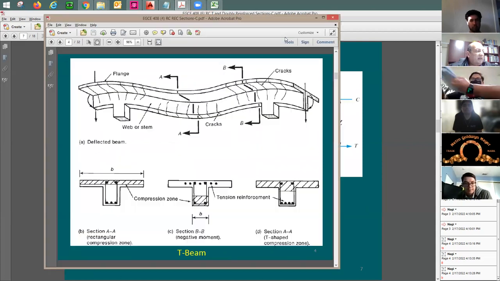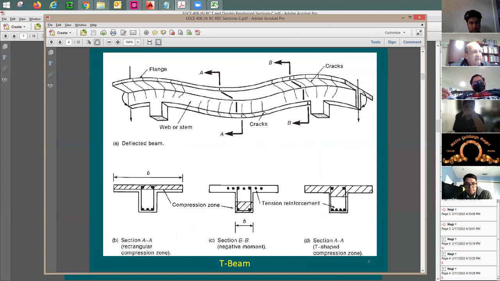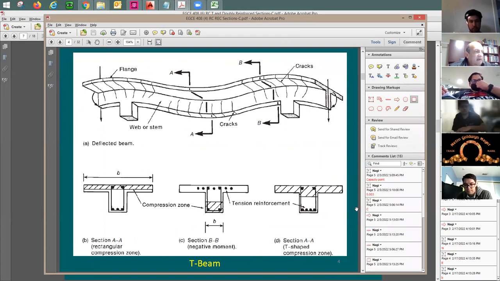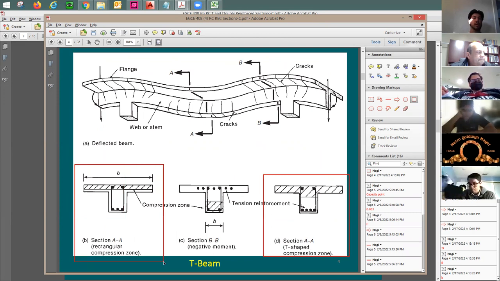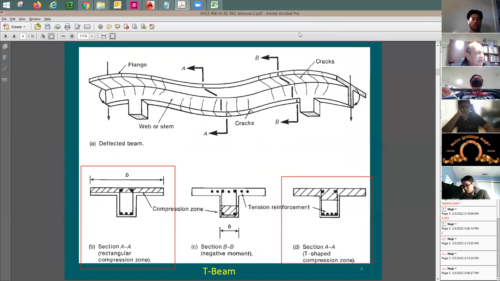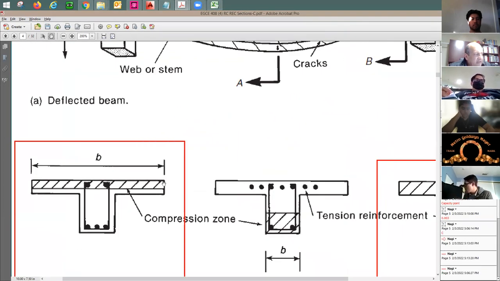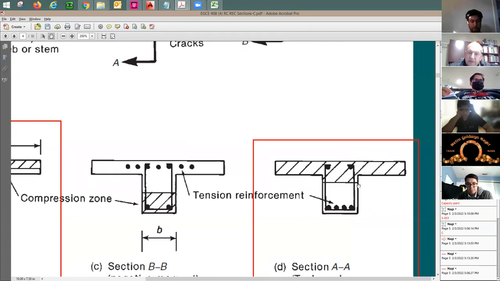From slide set number four, I'd like to bring this back, just to remind you of what's going on. For this section AA, I have two sections provided to me. Here is AA, and also this is here AA. The compression block depth a, we're going to refer to it by having this hatching. You see the hatching here? It means the distance from here to there is a, the compression block depth. Same thing here. This gives you the compression block depth. It's not just the slab thickness, it's also going to be a little bit of the web.